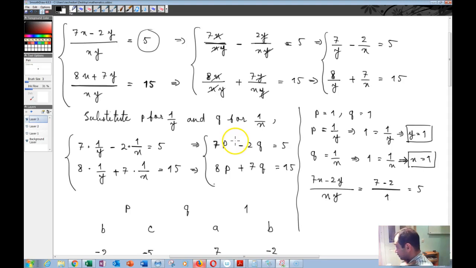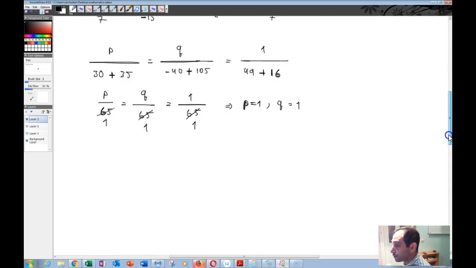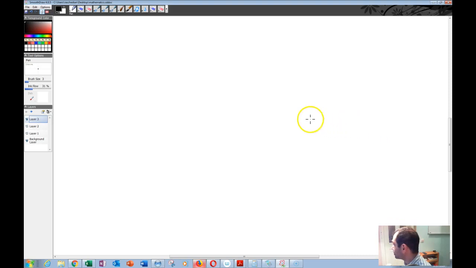Or let's say that you have some other example, something like this, for example. Let's say that you have 6x plus 3y is equal to 6xy, and 2x plus 4y is equal to 5xy.